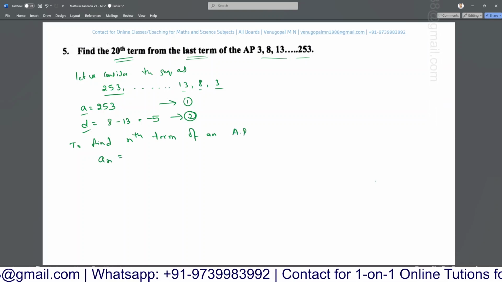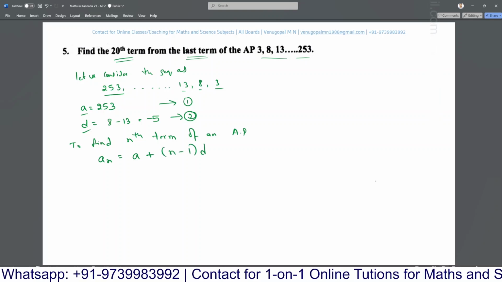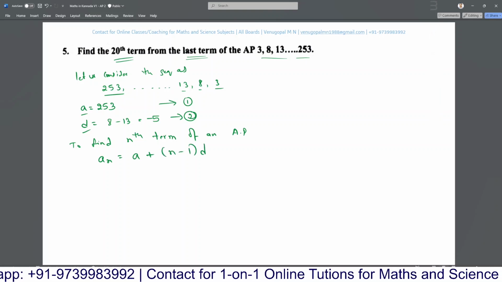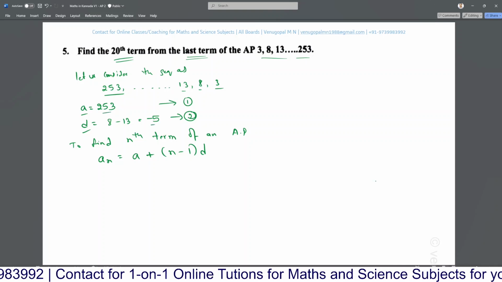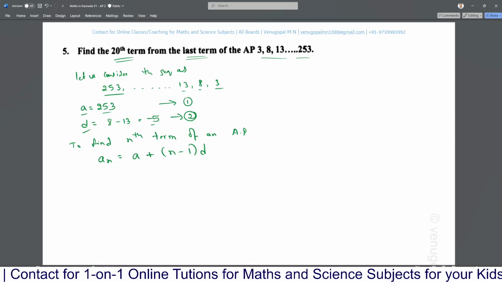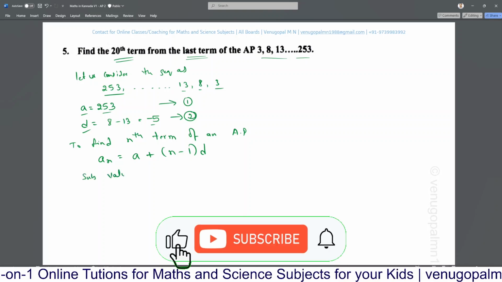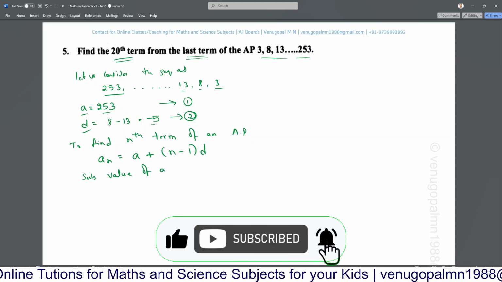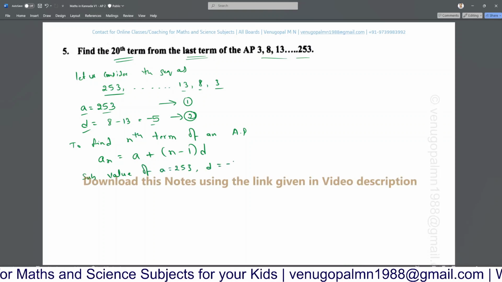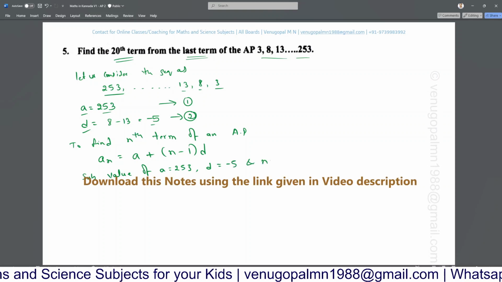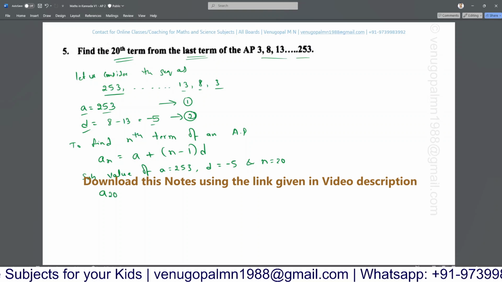A of n is equal to A plus n minus 1 into D. So now substitute A is equal to 253 and D is equal to minus 5. Correct? Substitute the values A is equal to 253, D is equal to minus 5 and n is equal to 20 in the above formula. A of 20 is equal to A is what?